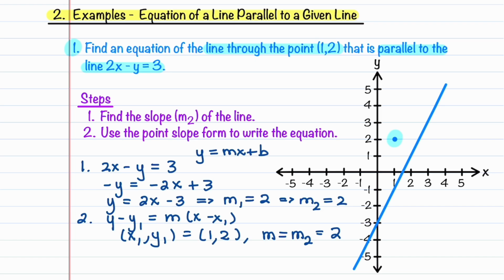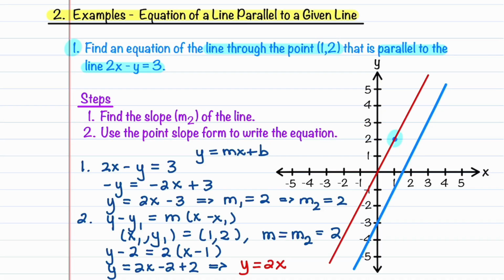Now let's go ahead and plug this in. So we have y minus y1, which is 2, is equal to our slope, which is 2, times x minus x1, which is 1. Let's multiply everything out, and we'll move the 2 that's on the left to the right. So we have y is equal to 2x minus 2 plus 2. So that tells us that our equation for our line is y is equal to 2x. I'm going to go ahead and draw that so we can get a conceptual feel of what this looks like.